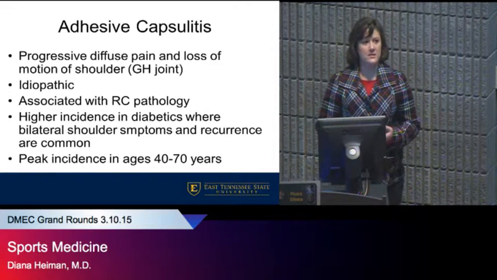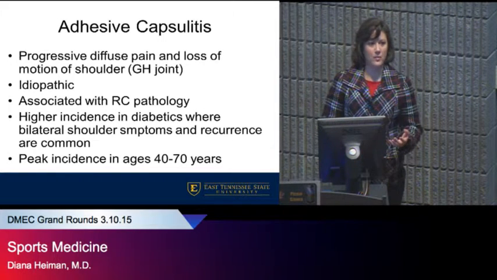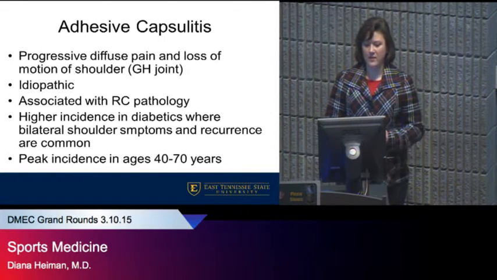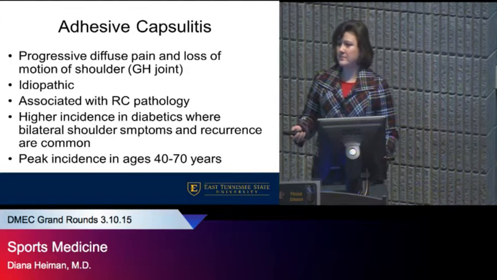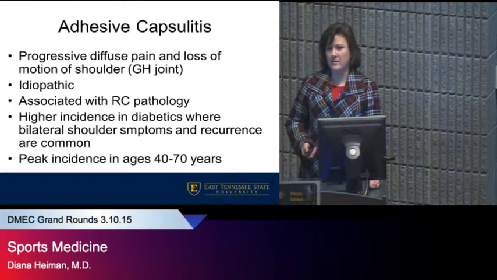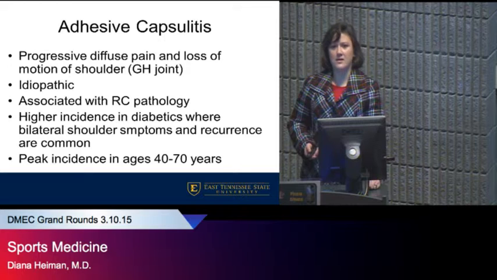But what happens is patients have pain and they stop moving, and then they get more stiff and more stiff and more stiff. Again, much higher incidence in diabetics and much higher incidence of recurrence and bilateral involvement in diabetics. And then the peak incidence is ages 40 to 70.